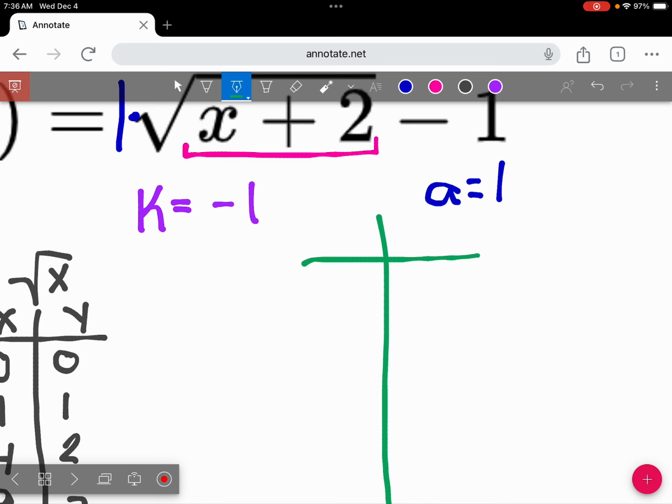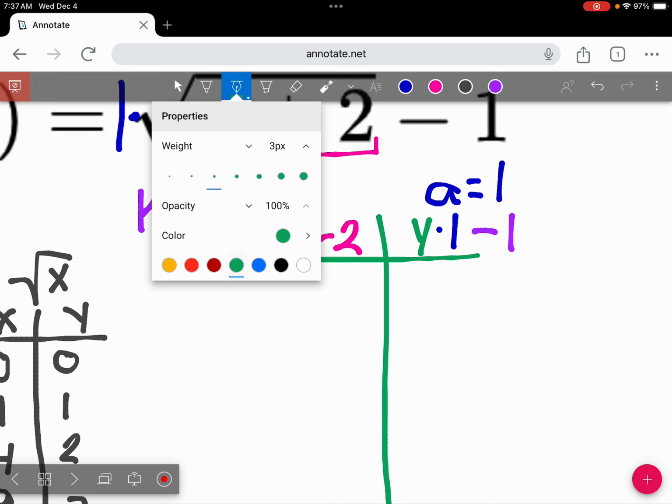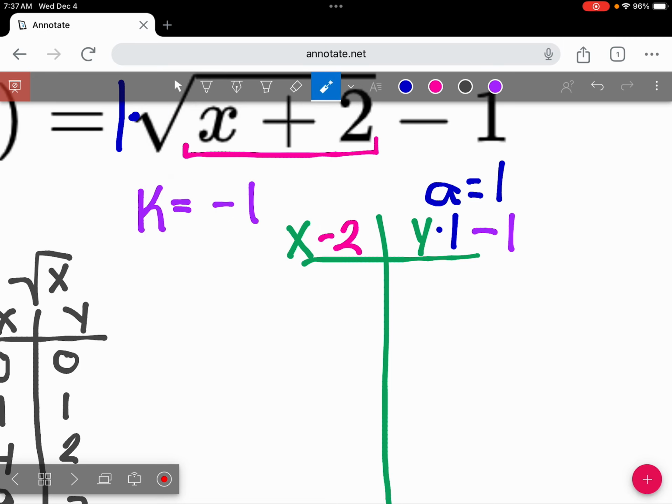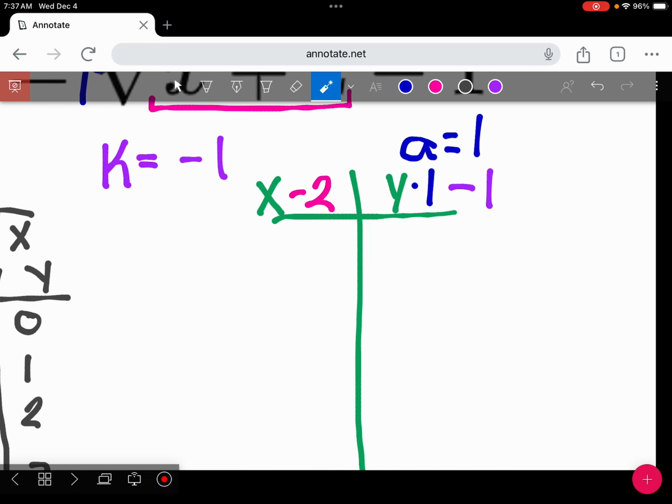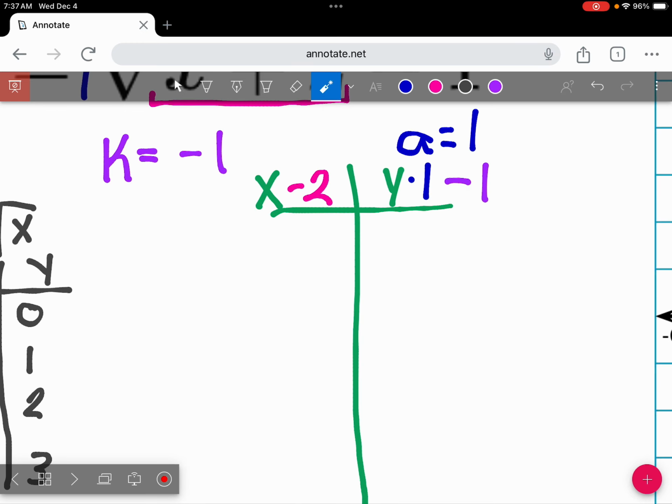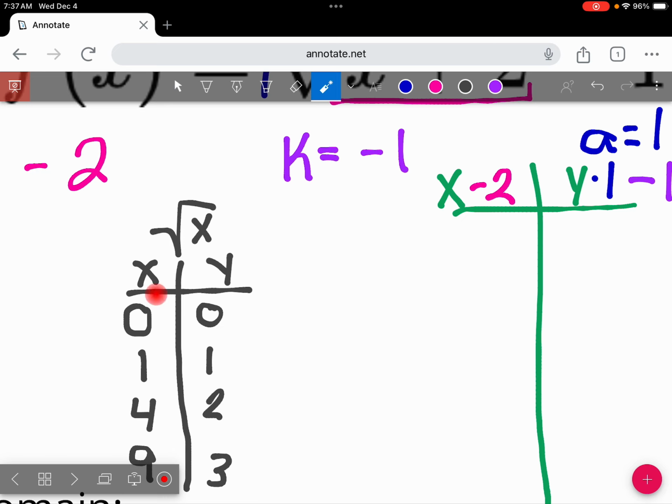Where I take my x plus h, so I'm going to take my x's, and we're going to subtract 2. And then we're going to take our y's times a, times 1, so it doesn't do anything, plus our k, plus -1, minus 1. So remember how we do that bit, how we set that up? Remember this part? So then we're going to take our x's from our parent table and apply these transformations just like we did in the quadratic and the bell work.